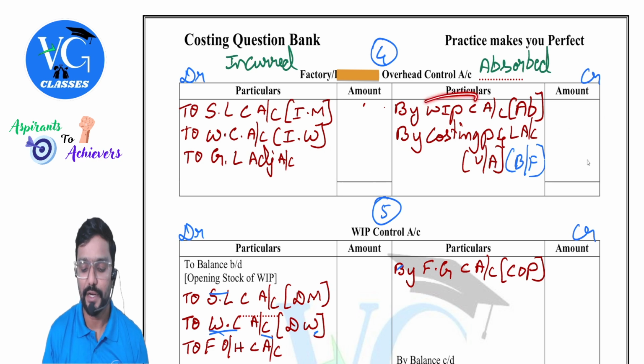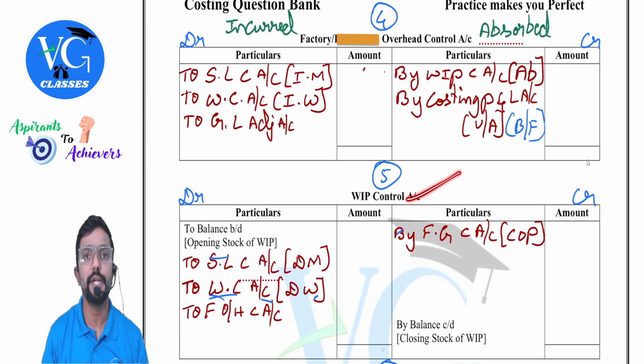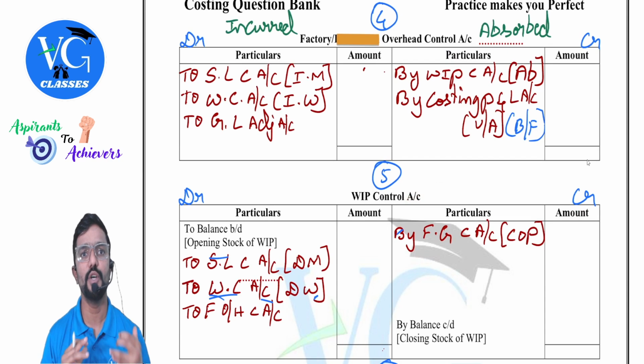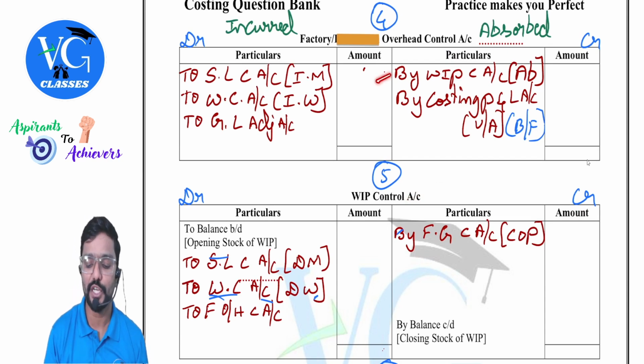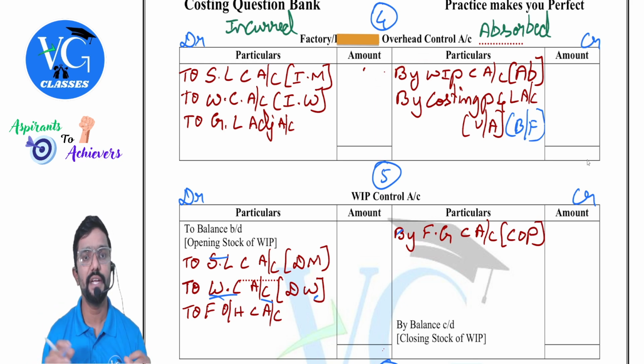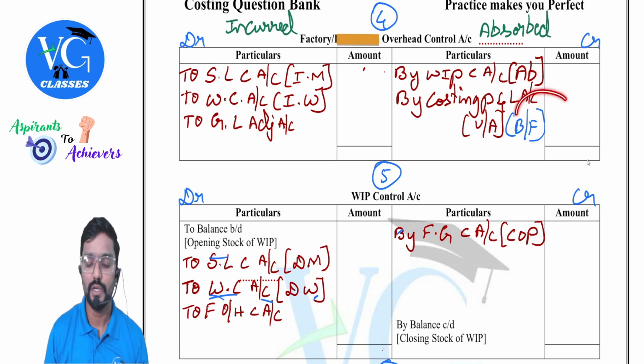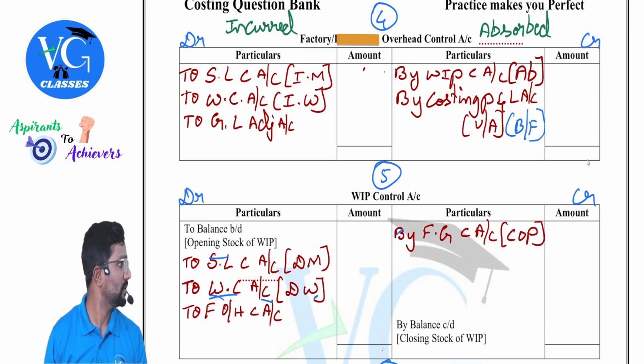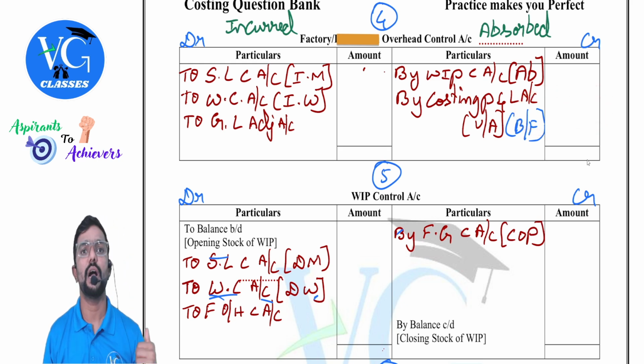Who will observe it, sir? WAP account. Which is the next account? WAP account. So factory overhead observed should go to which account? WAP control account. And if there is any difference between overhead incurred and overhead observed, where should it go, sir? Costing P&L account.